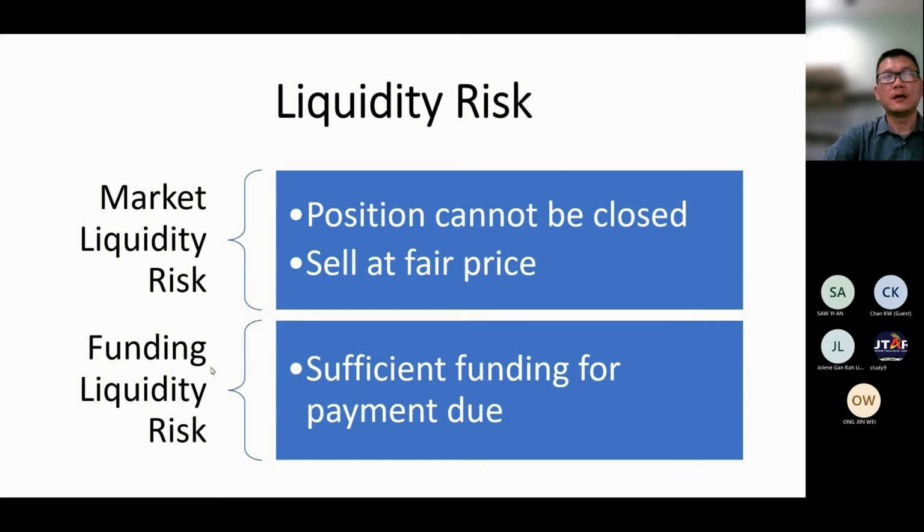And funding liquidity risk means the bank needs to ensure they have sufficient funding for payments due. This is the two categories of liquidity risk facing all the banks, which they are required to disclose, along with the solutions, in the Pillar 3 section of the annual report.